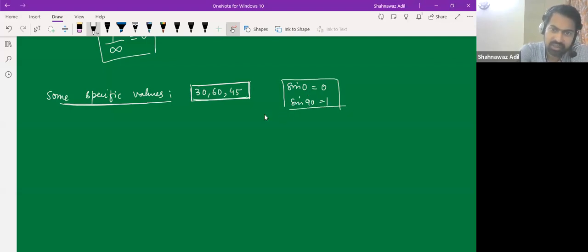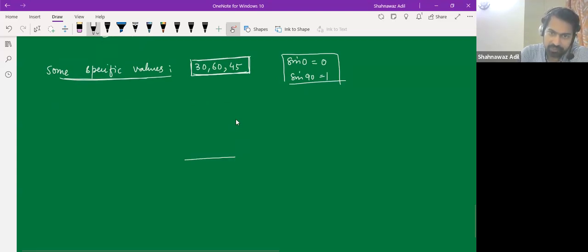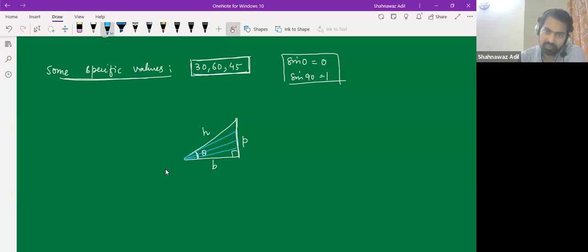And how do we know that? Let's say we have a right angle triangle, and this is the theta that I have. This is 90 degree, this is perpendicular, this is base, and this is hypotenuse. If I decrease the value of theta, can you guys tell me what is decreasing? The angle is decreasing. And corresponding to that angle, what is also decreasing?